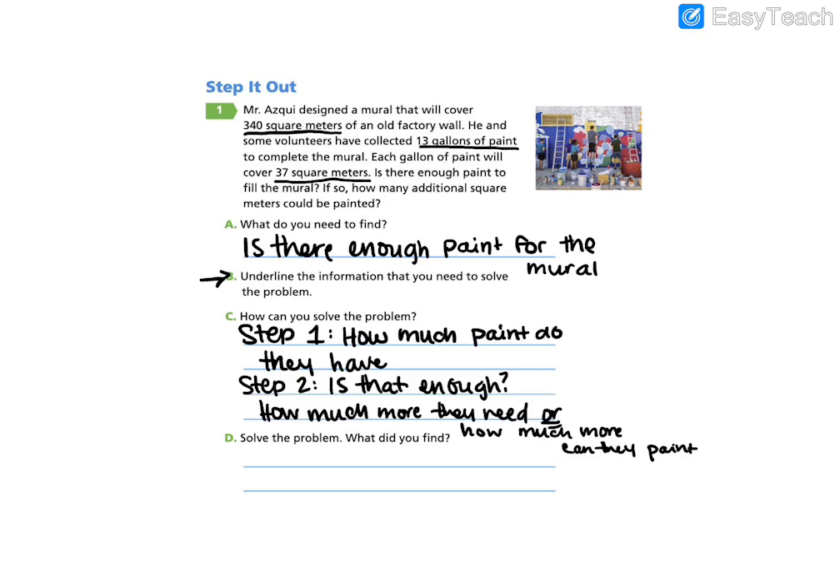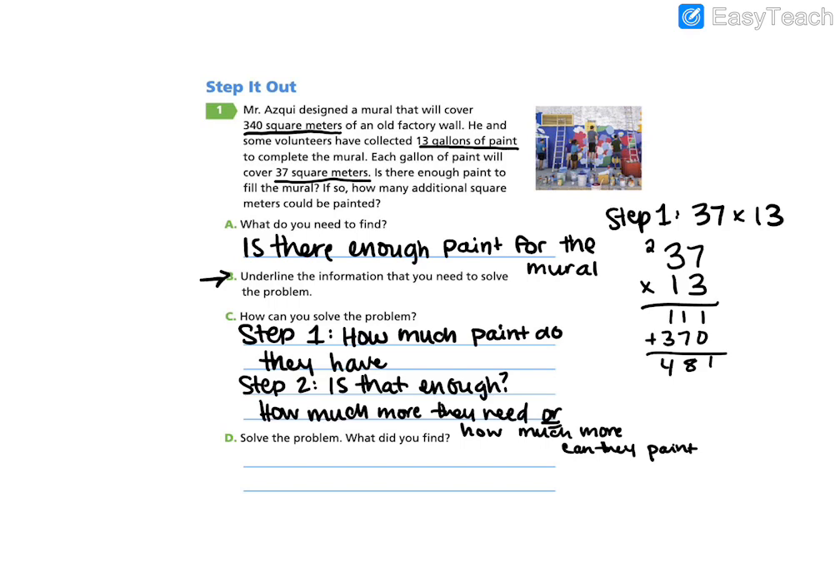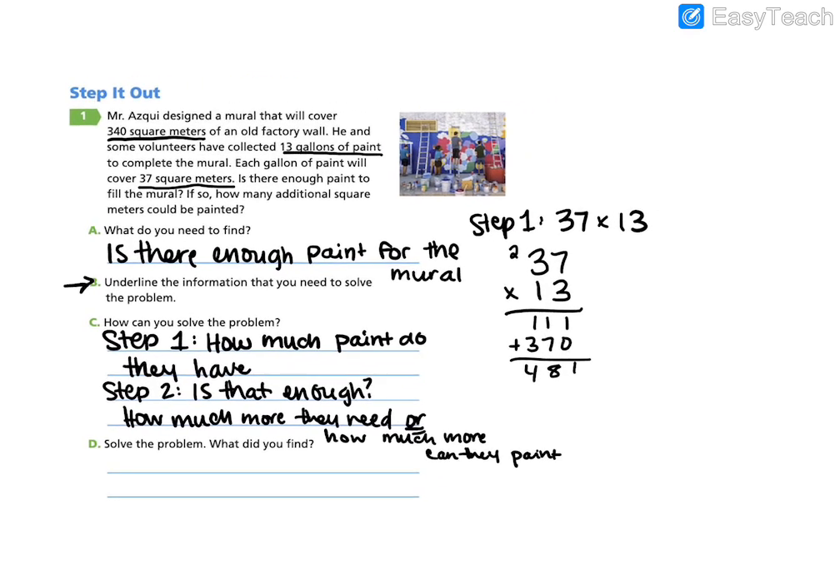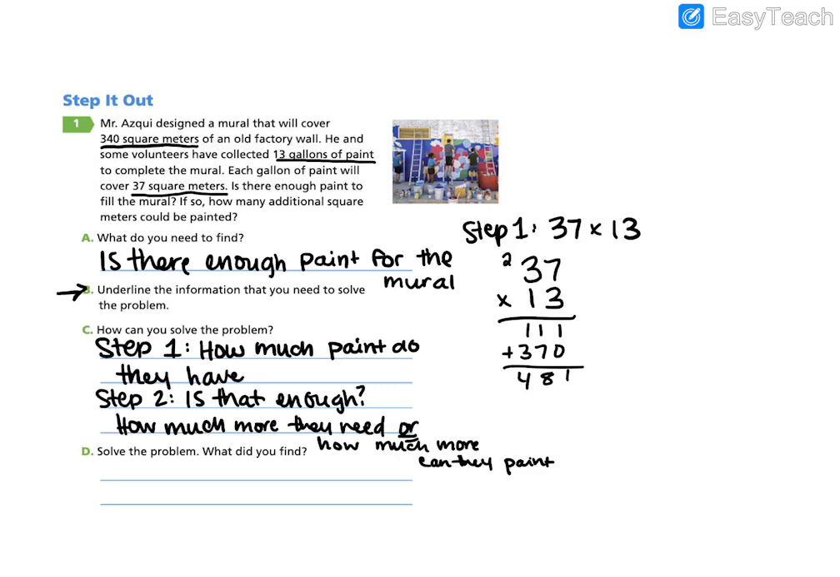All right, so now we need to solve the problem. So let's do step 1 first. We know that each gallon will cover 37 square meters, and that there are 13 gallons. So we need to go ahead and set up 37 times 13. Go ahead and solve 37 times 13 using any method. Pause the video and press play when you're ready to check your work. All right, you should have found that it could cover 481 square meters.